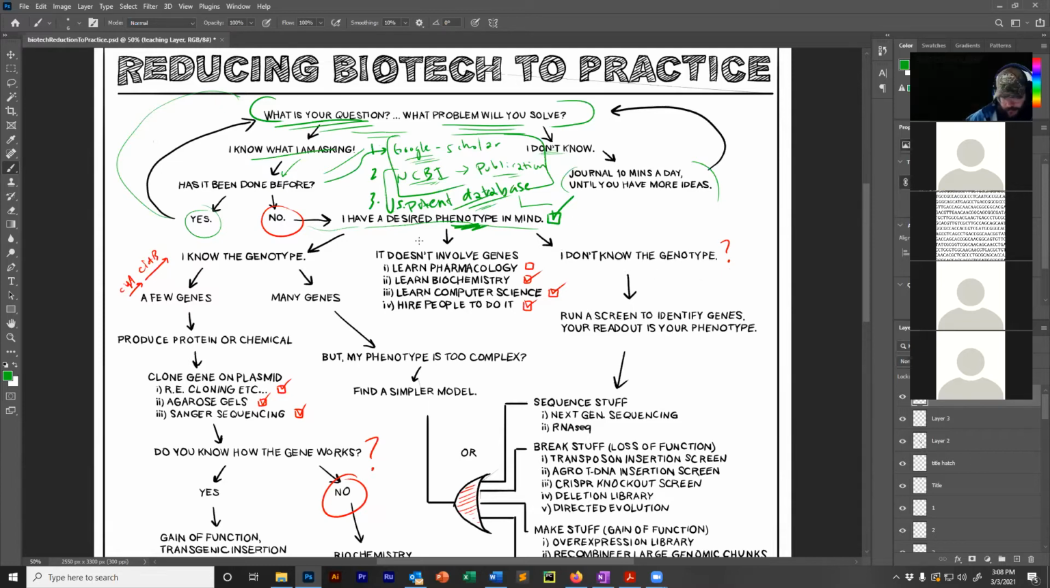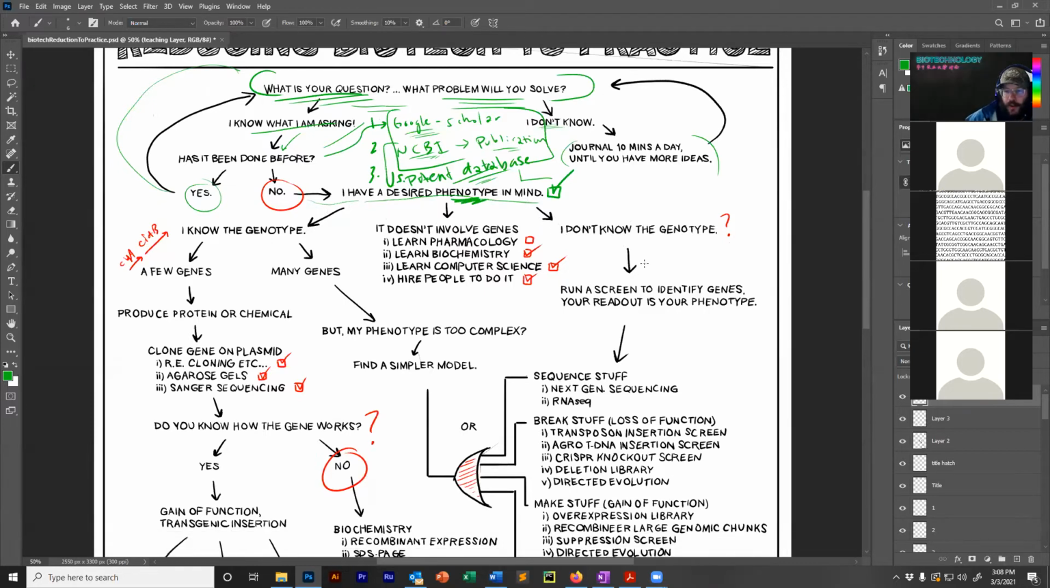Okay. These are two different research trajectories, and it's going to drastically influence the things that you are trying to do, depending on whether you know the genes that cause the phenotype or not. Okay. Hopefully, eventually, 10,000 years from now, we'll get to the point where we know the genotype for every phenotype, but we're probably a little early at this point.